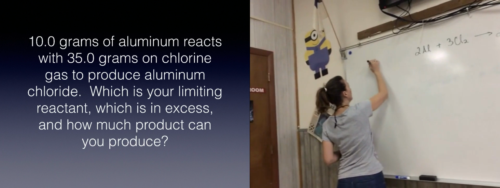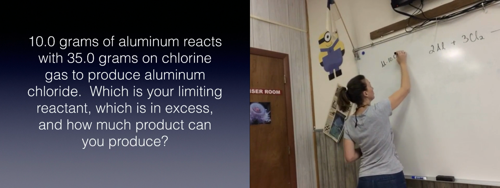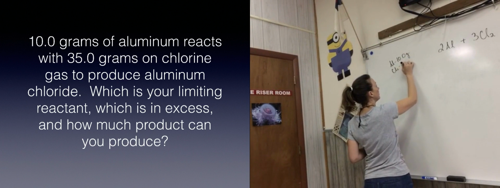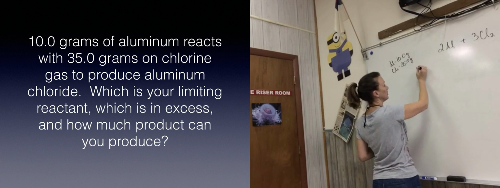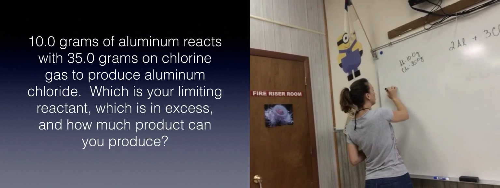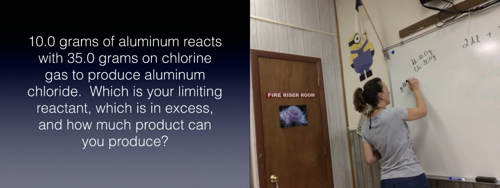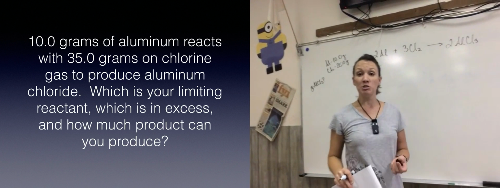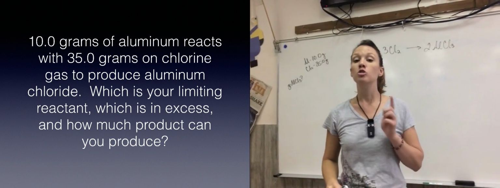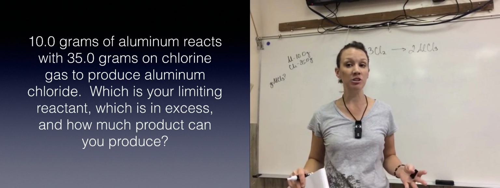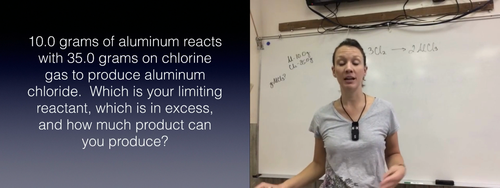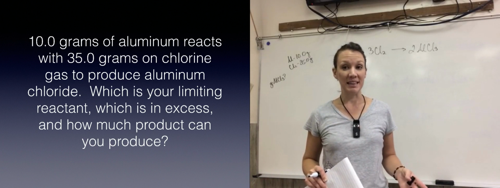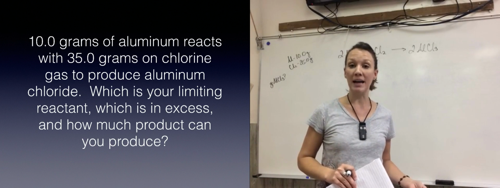So let's pull out all that really important information, okay? So we know for aluminum we have 10.0 grams available to us. For chlorine gas, we have 35.0 grams available to us, okay? Remember, we're trying to solve for grams of aluminum chloride. Now, you may notice there's a huge difference between 10 and 35 grams. Do not let that fool you. Don't automatically assume you're going to run out of aluminum first because it's a smaller mass. Just because it's a smaller mass doesn't mean anything. It all has to do with your molar mass as well.